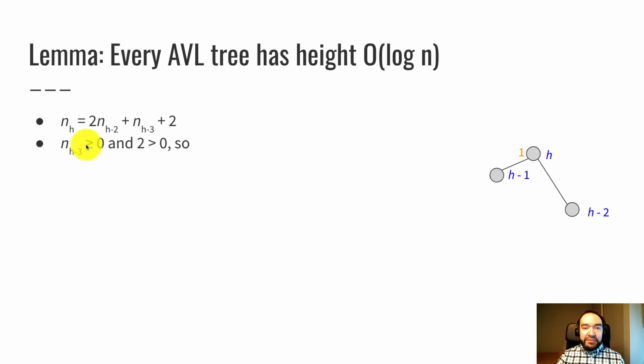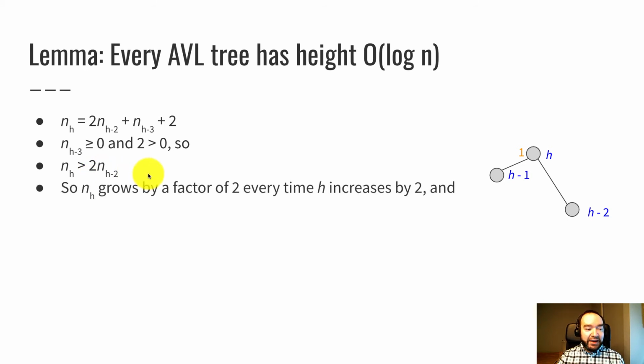Now, n(h-3) has to be non-negative. The number of nodes in a tree is never a negative number, so that's non-negative. 2 is positive, of course. So if I just erase those two terms, subtract those two terms, I made the right-hand side of the equation smaller and did not change the left-hand side, so this becomes a strict greater than. So n(h) is strictly greater than 2 n(h-2). So the minimum number of nodes in a tree of height h is more than twice the number of nodes in a tree of height h minus 2.